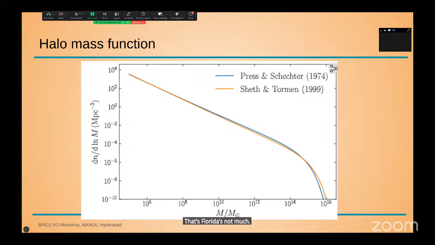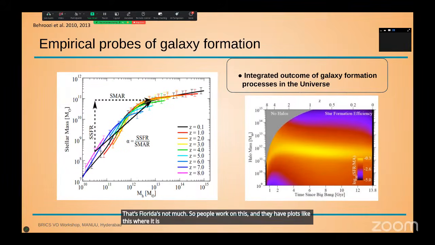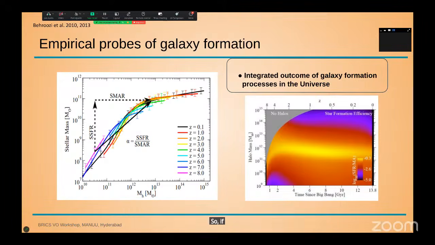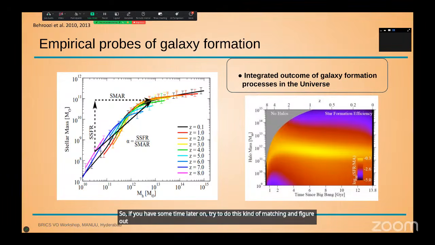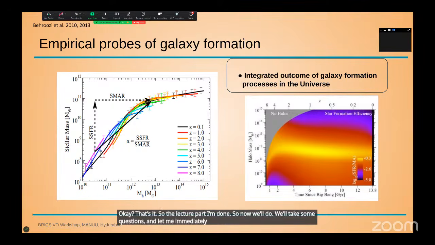People work on this and they have plots like this, where it is the stellar mass or luminosity of galaxies as a function of halo mass, and it looks something like this. If you get some time later on, try to do this kind of matching and figure out what this function looks like. But that will be for homework. Today we will just do luminosity. Okay, that's it. The lecture part, I'm done. Now we'll take some questions and then immediately do the tutorial.